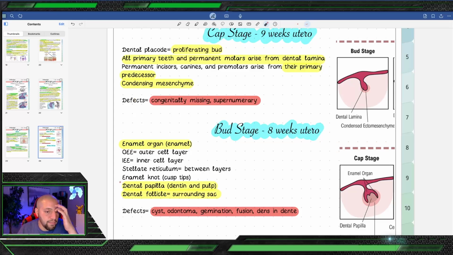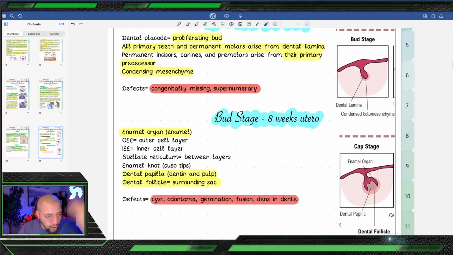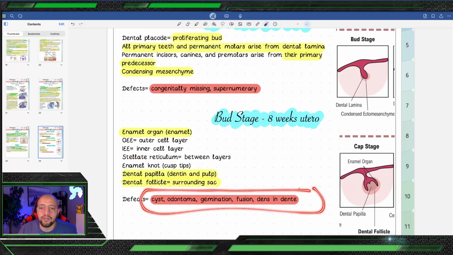The enamel shape will be determined in this stage to give us the enamel knot, which happens to be the cusp tip. And then on the other side, in the dental papilla, we have a totally different mechanism, where the dental papilla gives us dentin and pulp. And finally, we have the dental follicle, which comes into action later, where it gives us the cementum. An error in the bud stage will lead to cyst, odontoma, gemination, fusion, or dens invaginatus. This is related to the formation of the teeth itself.